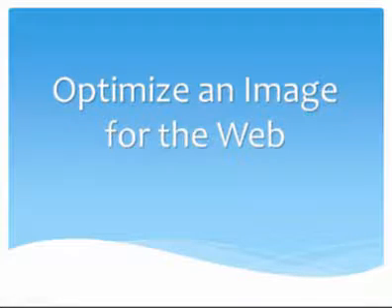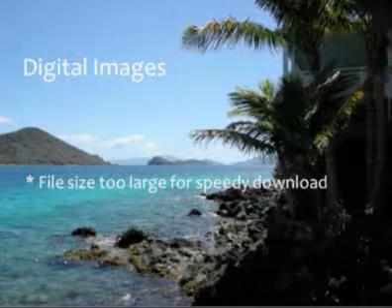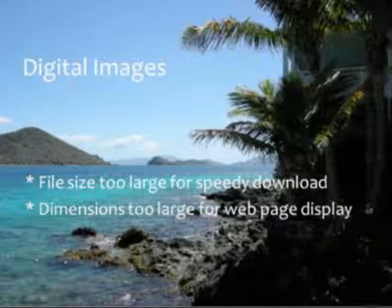This video note demonstrates how to optimize an image for display on a web page. Digital images, like those taken with a digital camera, are not ready for display on a web page. The file size of a digital image is typically too large for speedy download. The dimensions of a digital image are typically too large to display on a web page without scrolling.